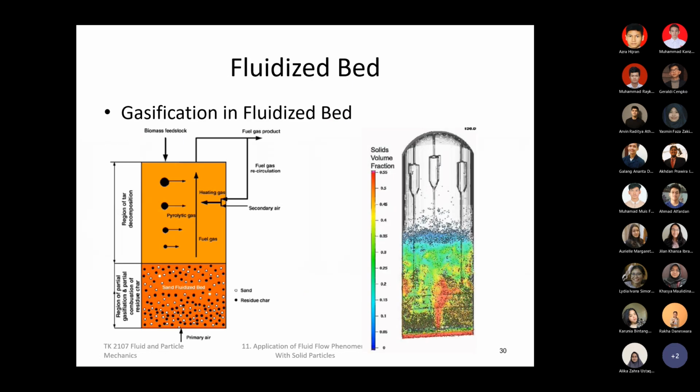So this is some of the examples or applications of a fluidized bed in real practice. First one is gasification, for example, gasification of coal or even of biomass. Biomass means something like palm kernel or palm shell, that kind of thing that can be gasified.